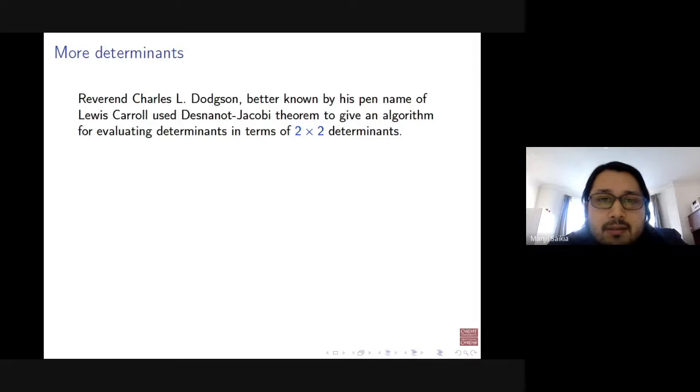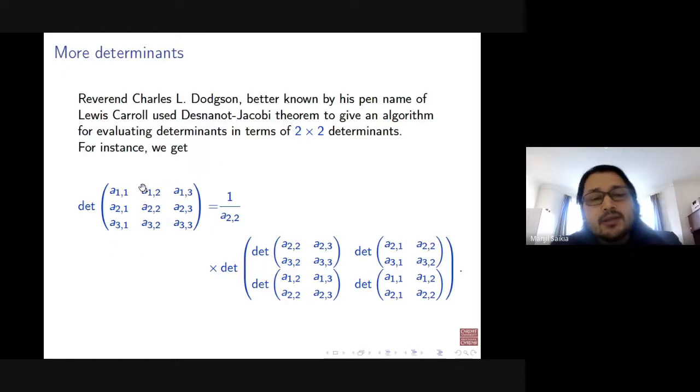So this was the basis by which we can have an algorithmic way of doing determinants in terms of 2 times 2 determinants. So for instance, we have this 3 times 3 matrix, and the determinant of this matrix, using the previous theorem, we can write in this way. If we remove the first and the last column and the first and the last row, we are just left with this entry. And the determinant of a single entry is just that entry itself. So 1 divided by this entry. And then you have this smaller 2 times 2 determinant.